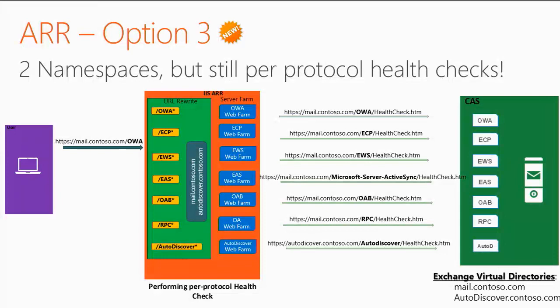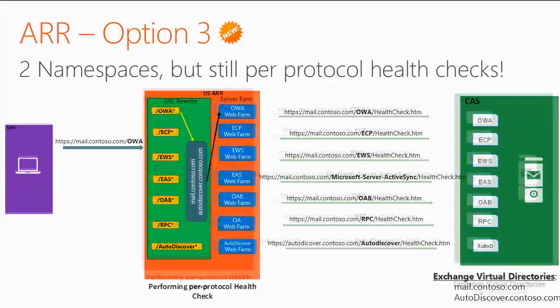I don't need to tell you that. Once we match that, we go and try to match the host name part, the name that is there, mail.contoso.com. We also match for HTTPS, but the slide is already busy enough, so I didn't put that. Once we check that, we send it to the appropriate farm, and that farm is performing the actual health checks. So you're achieving per protocol health checks anyway.